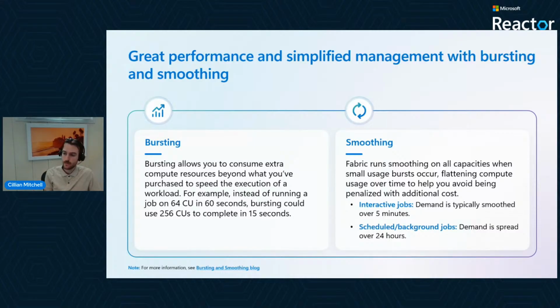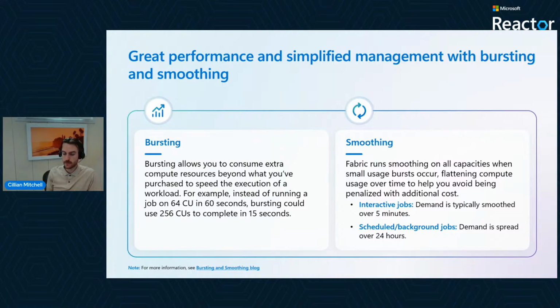At the same time, we have something called smoothing. And if you're managing Fabric capacities, smoothing is something that you'll know well. Essentially, smoothing flattens your compute usage over time. It helps disperse that usage over a 24-hour period, which is better for you because you can purchase your Fabric SKU more based on your average usage rather than those specific peaks throughout the day.